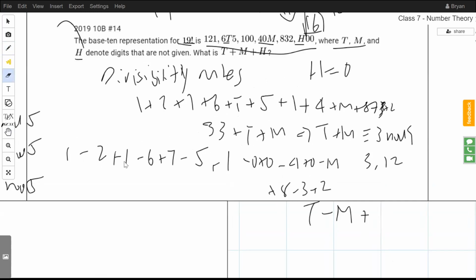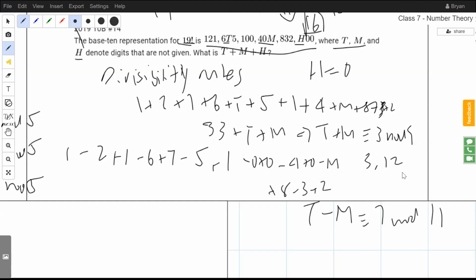Technically not. So we have 1 minus 2 plus 1, that's 0, minus 6 minus 5, negative 11, negative 10, negative 14, negative 6, negative 9, negative 7. So t minus m minus 7 is divided by 11, so t minus m is just 7 mod 11.